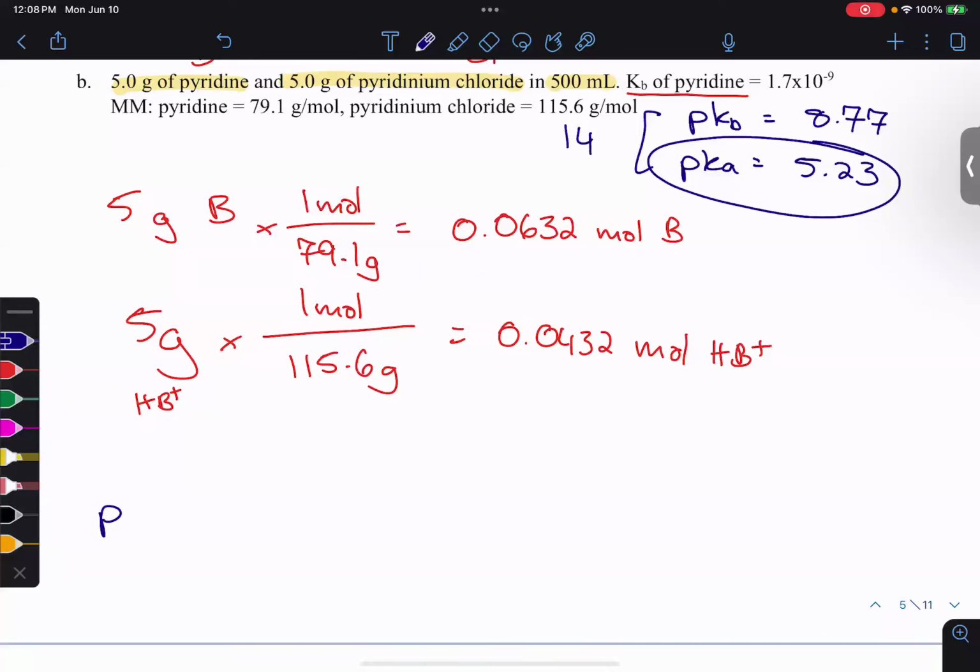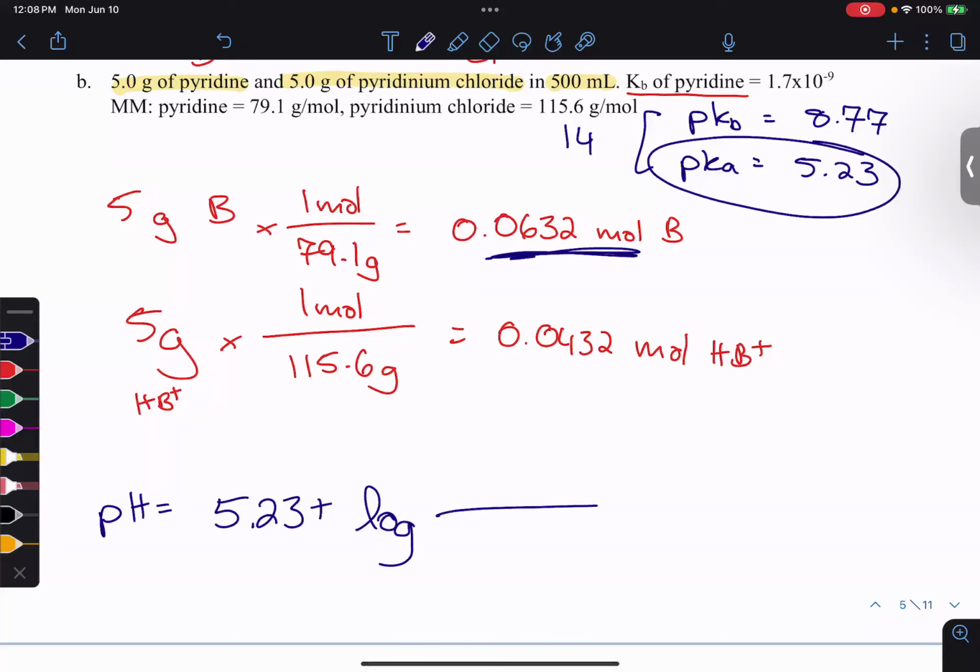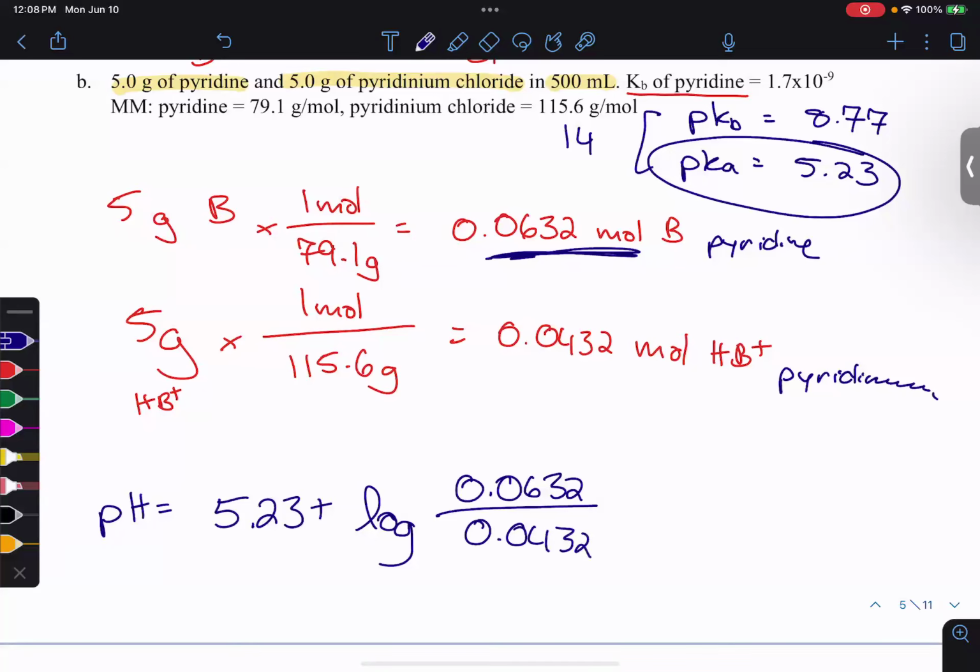So putting this all together, pH equals 5.23 plus log base over acid. So that means I'm putting pyridine up top, 0.0632. This is pyridine. And then the bottom one is pyridinium. So I'm going to put 0.0432 on the bottom, and then you get your answer. I'm not going to write it.